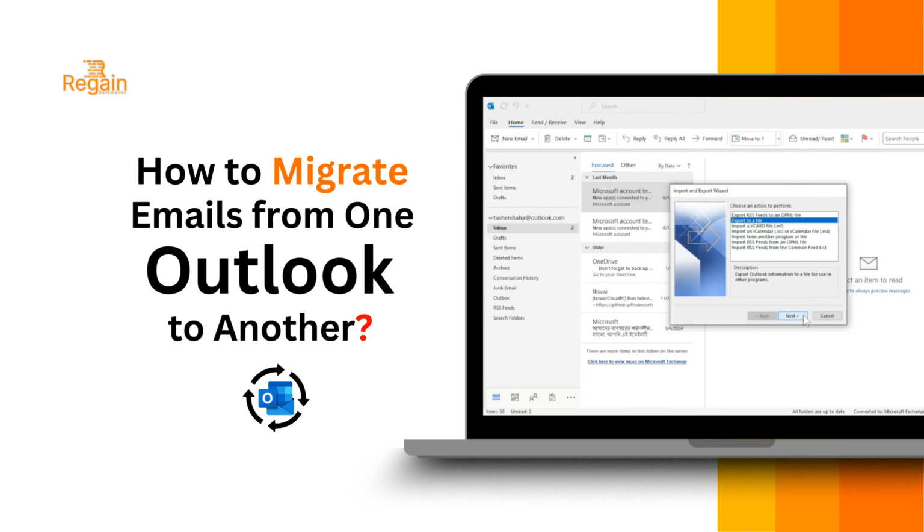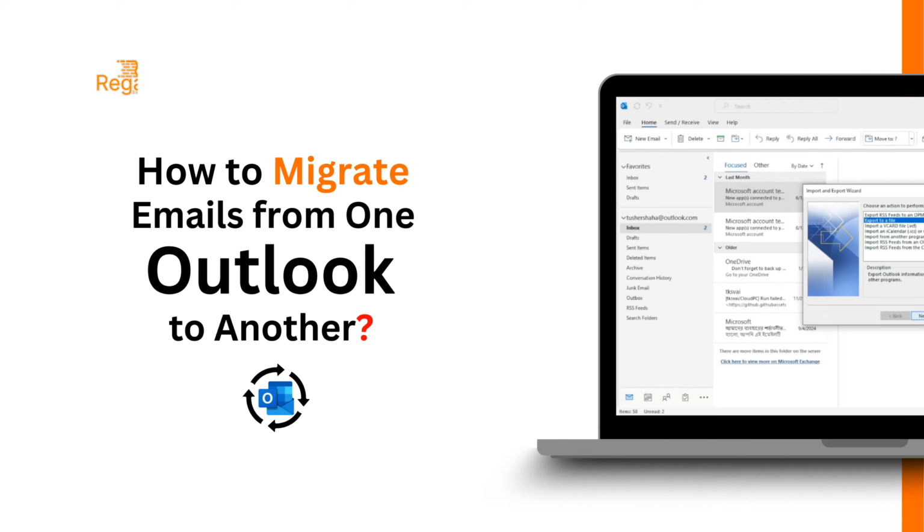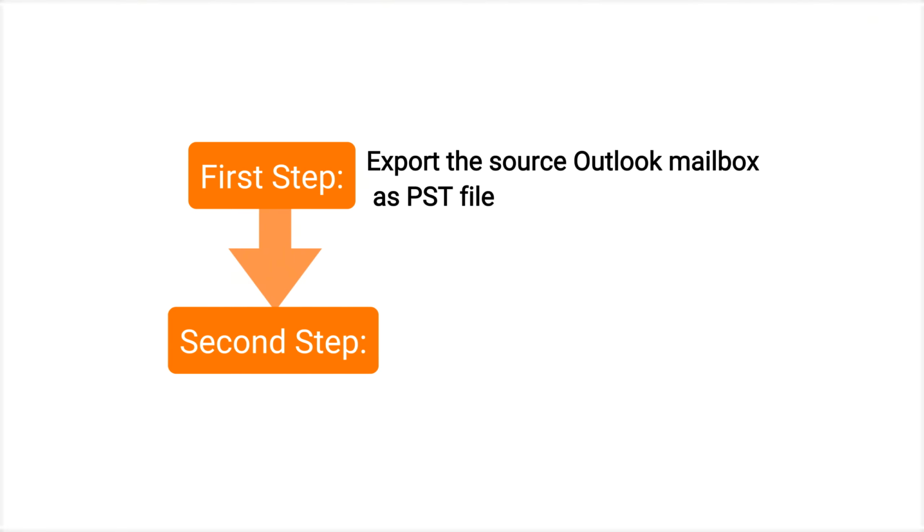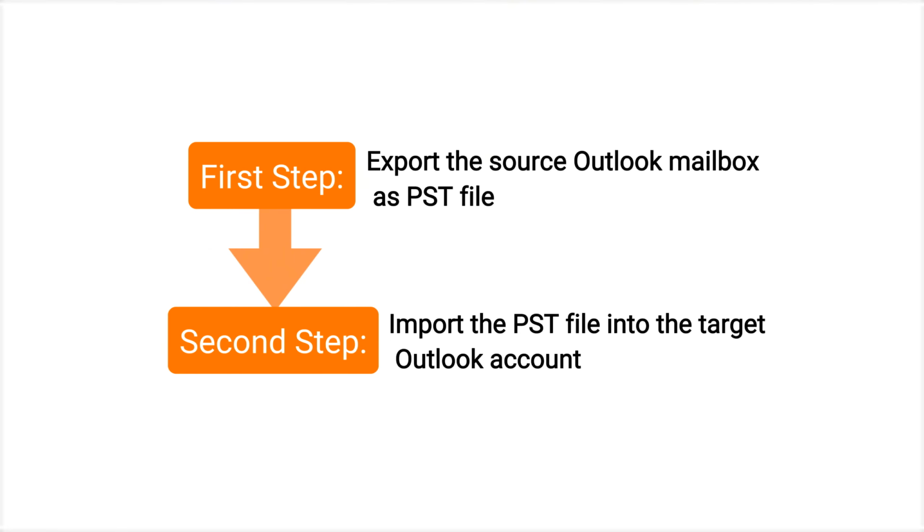In this video, I will step-by-step guide you on how to migrate emails from one Outlook to another. In the first step, we will export the source Outlook mailbox as PST file. And in the second step, we will import the PST file into the target Outlook account. So let's get started with the first step.